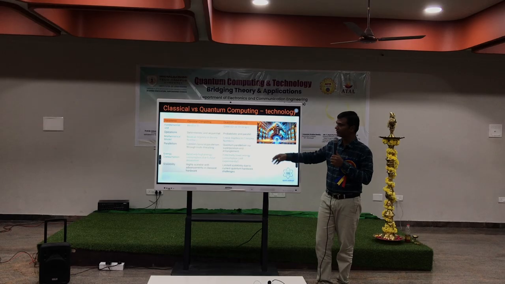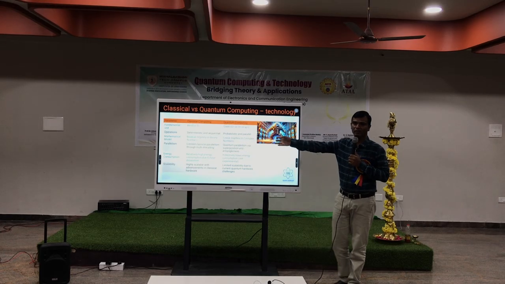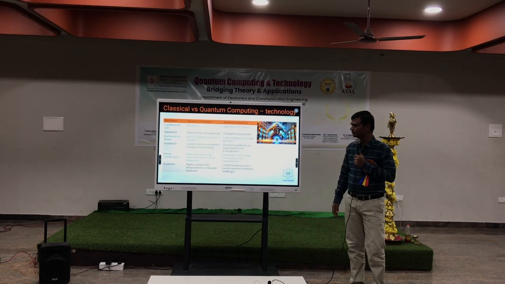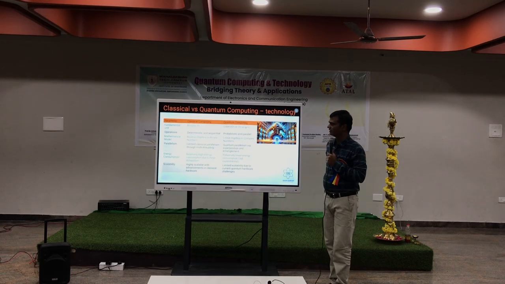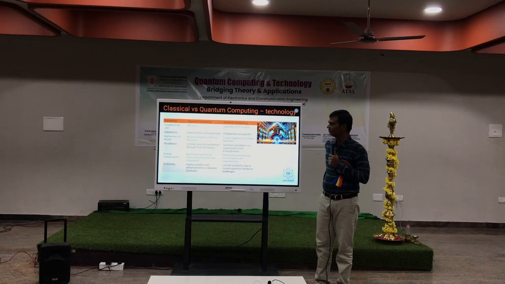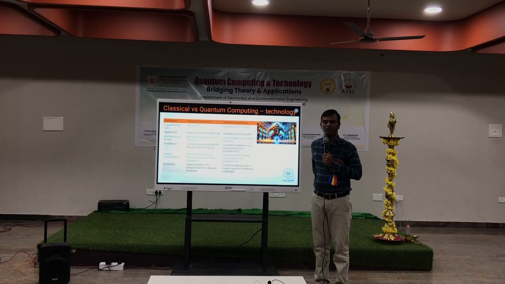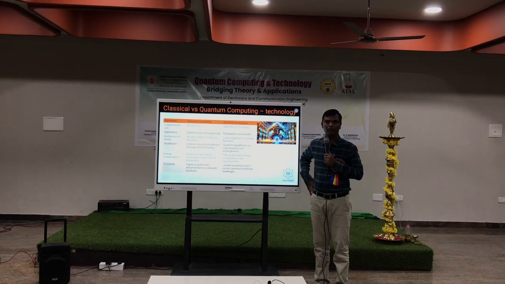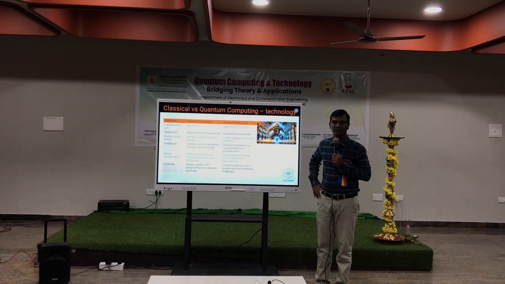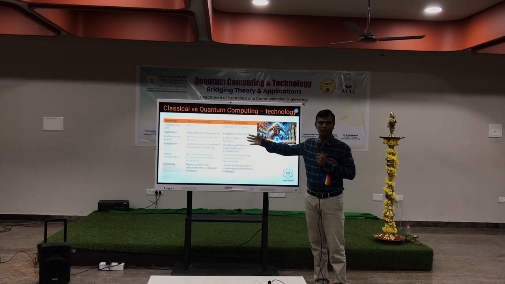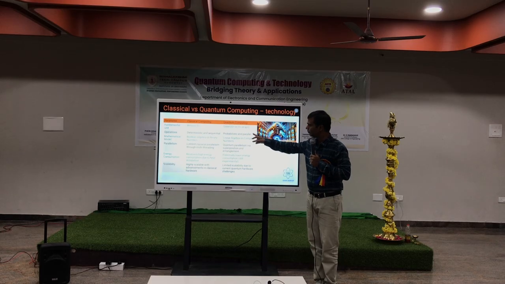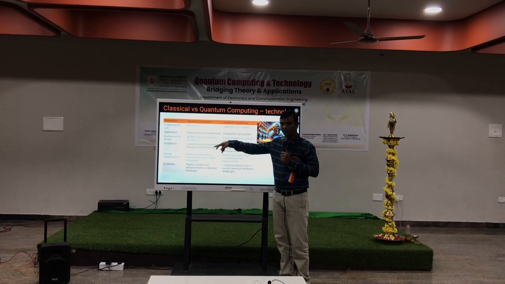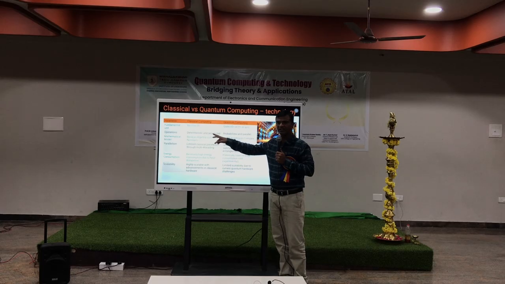This is the variance, how you will compare the classical and quantum. The first one is the fundamental unit. In classical we call it bits, zeros and ones, and here we call it qubits. The second one is operations. What type of operations? We call it deterministic operations in classical computing. Here we call it probability. Of course, parallelism is there. That is very different.